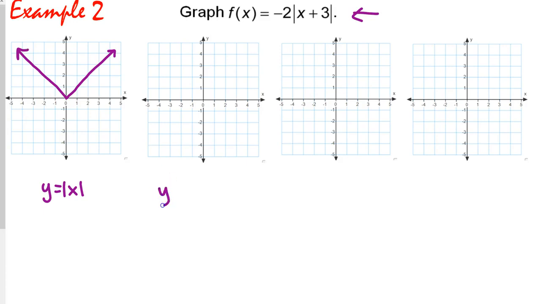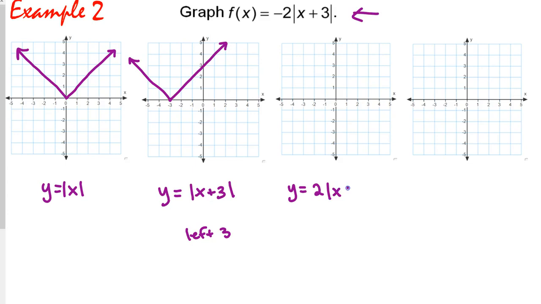Okay, so then what's going to happen if I add 3 to x inside the absolute value? That's going to shift it left 3. And then what's going to happen if I multiply it by 2? That's a vertical stretch, 2 times as tall. So you can take a point like negative 3, 0, and it's still going to be at negative 3, 0. You have to double the y-coordinates of the points. If you take the point here at negative 2, 1, you have to double its y-coordinate, and you're going to have negative 2, 2. And so on, double all the y-coordinates.